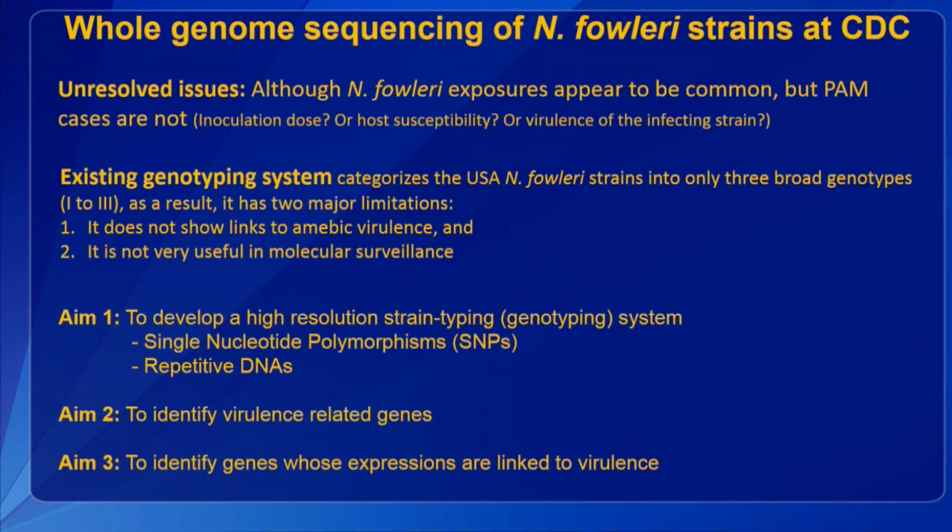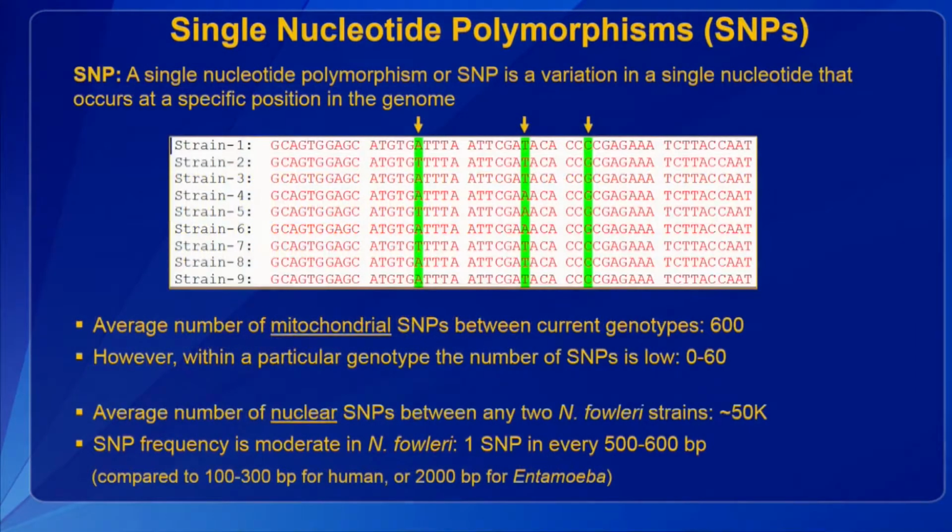So in this whole genome sequencing, we have aimed to develop a high-resolution strain typing or genotyping system based on single nucleotide polymorphism, or SNPs, and repetitive DNAs. We also want to identify virulence genes and genes whose expressions are linked to virulence, but I'll not go into any details on these two. So I'll talk about single nucleotide polymorphism.